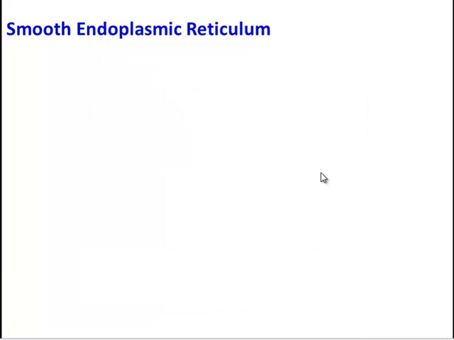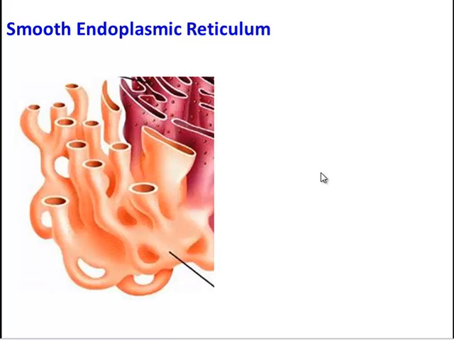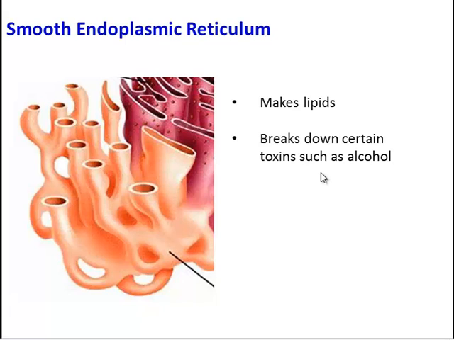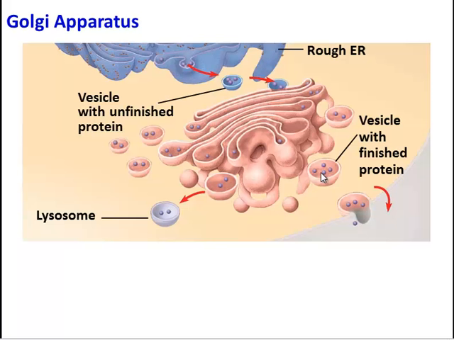The smooth endoplasmic reticulum, which is continuous with the rough endoplasmic reticulum, is smooth because it lacks ribosomes. And the main job of the smooth endoplasmic reticulum is to make lipids. However, it also will break down certain toxins like alcohol. Alcoholics often have large amounts of smooth endoplasmic reticulum in their liver cells, attempting to break down all the alcohol that's consumed.